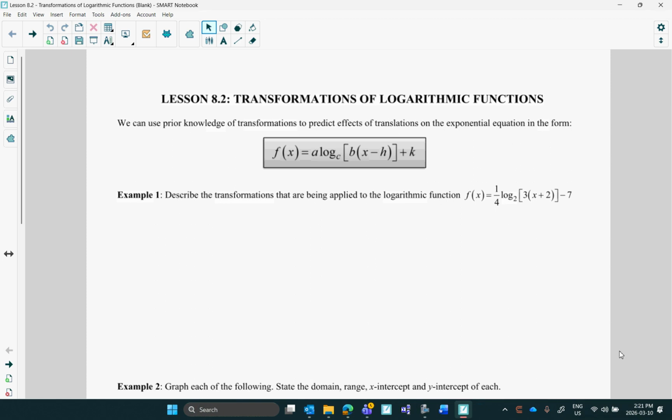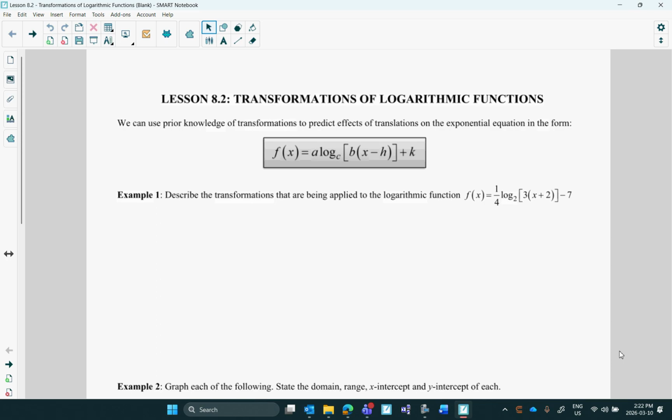Nothing really new here. We're going to take our knowledge of transformations and apply it to how to transform the graphs of logarithmic functions, which we learned how to graph yesterday. Remember when I talked about how to graph logarithmic functions? Graph the corresponding exponential function first, then switch the table of values to get the logarithmic one.